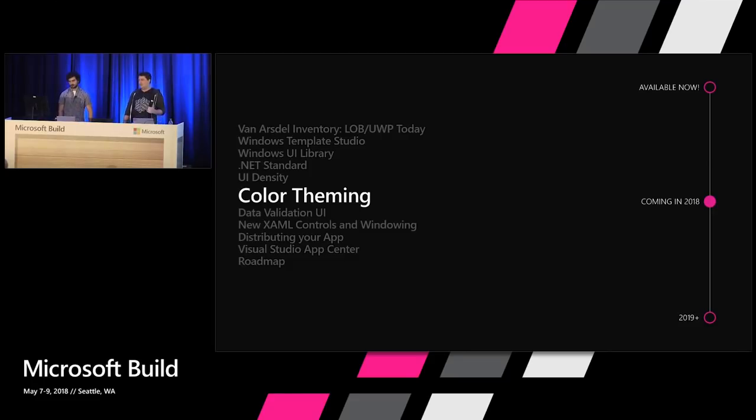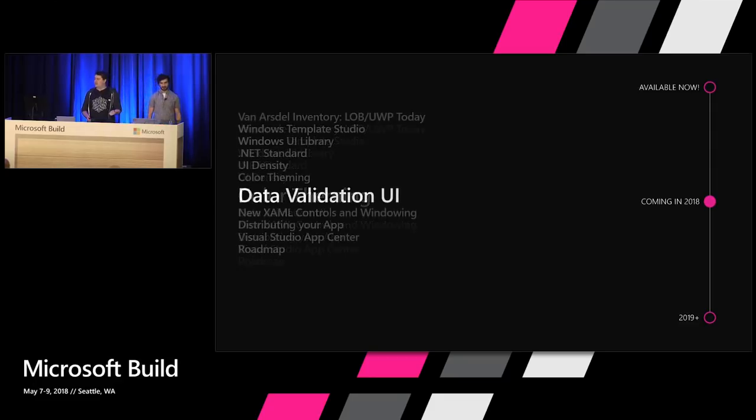So we've talked about density and how you can get the new Microsoft standard size, or you can opt in to compact sizing. We've shown that. We've talked about color branding, and now we've got a new tool to reduce that from hours to minutes. The next topic is data validation UI.